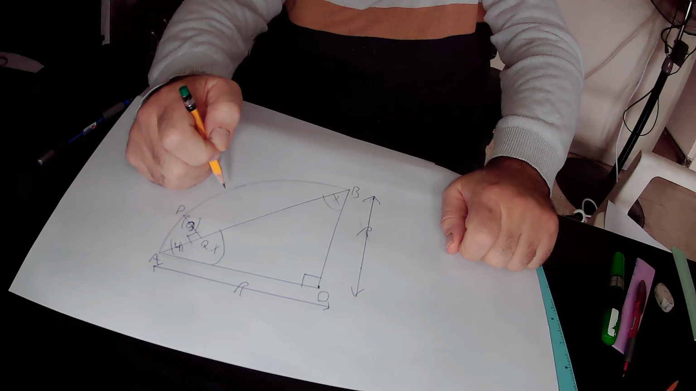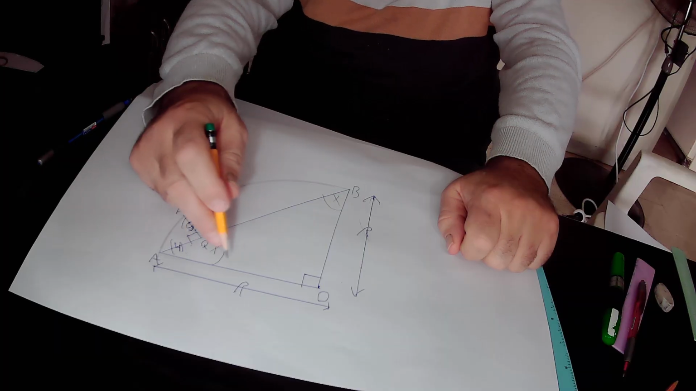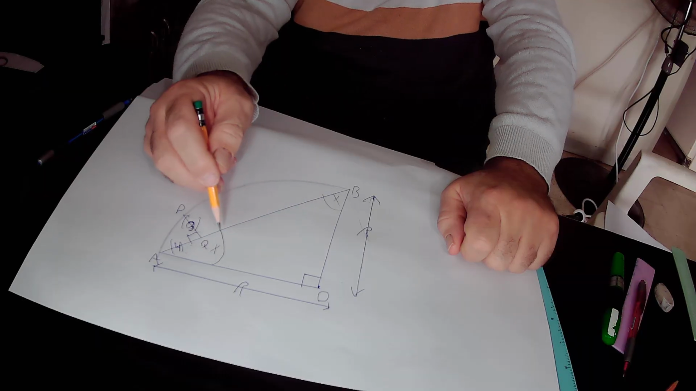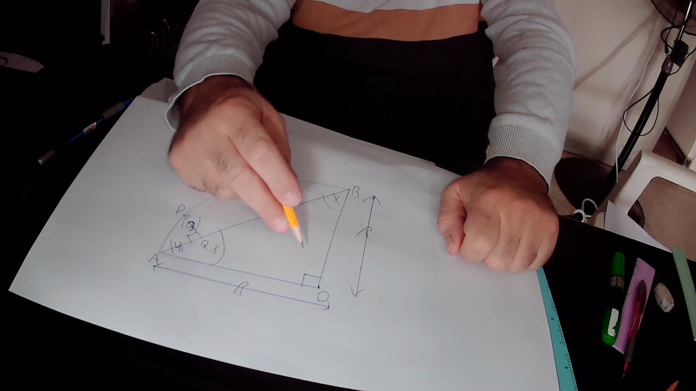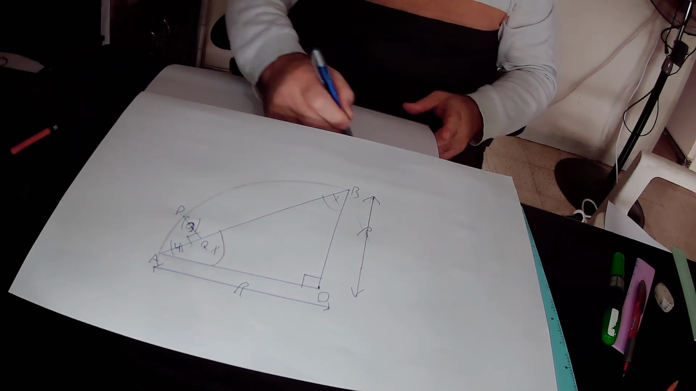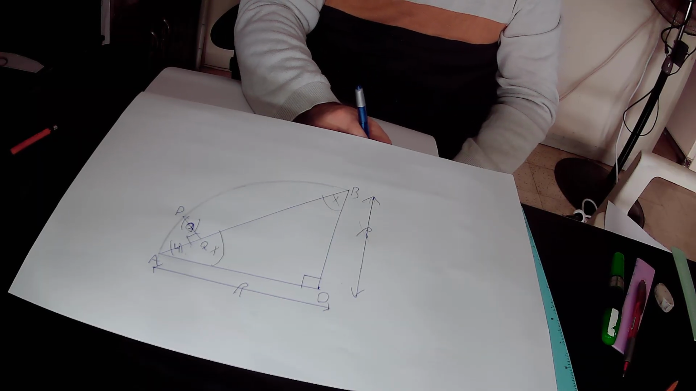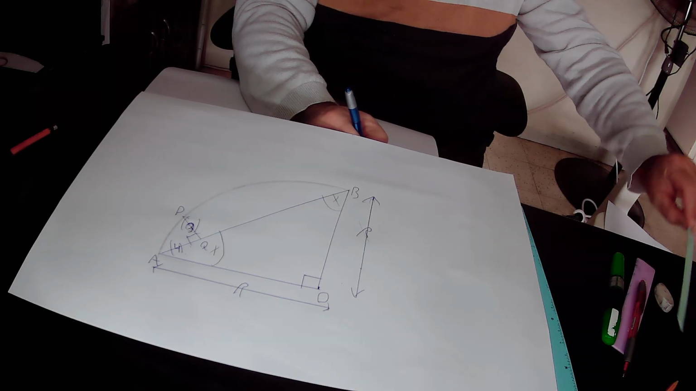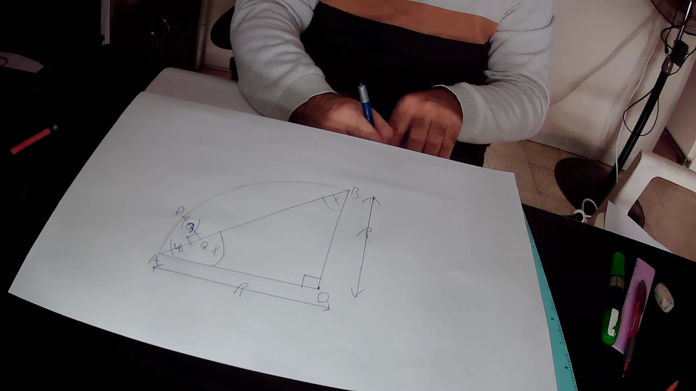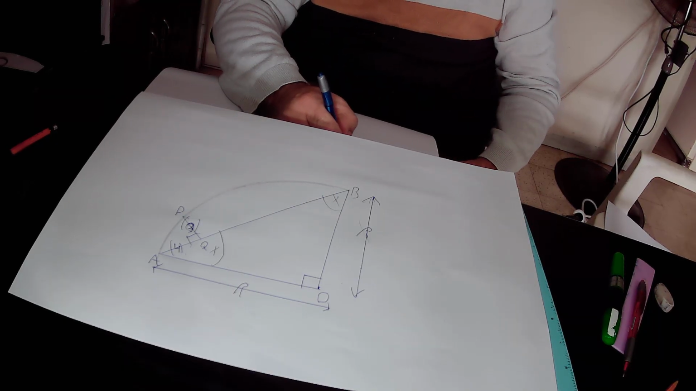We also know that the sum of the angles in any triangle is equal to 180 degrees, and therefore the sum of the angles in this right triangle AOB must be equal to 180 degrees. Which angles do we have in the right triangle AOB? We have x plus x, that is 2x, plus 90 degrees, in total must be equal to 180 degrees.